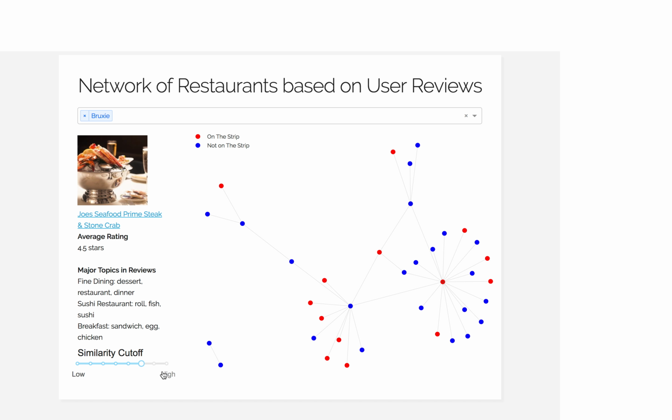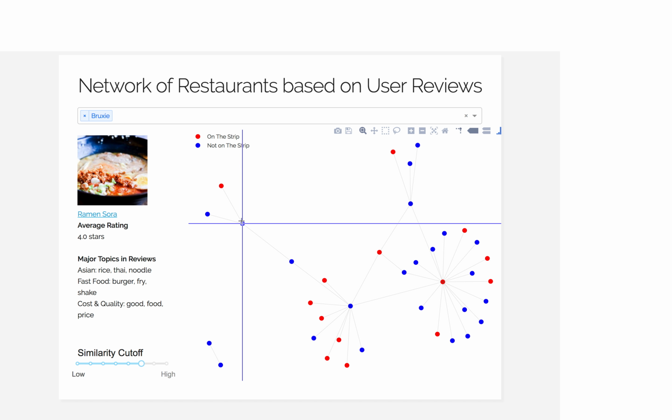Okay, so how can we interpret this? As you can see in the legend, the red node means the restaurant is on the strip, and the blue node means that restaurant is not on the strip. In Vegas, most of the restaurants are on the Vegas Strip, so we thought it would be interesting to see how the network is constructed based on the strip and not on the strip.